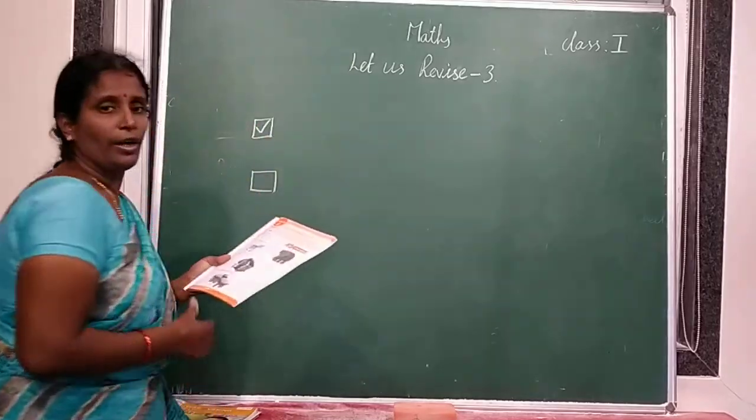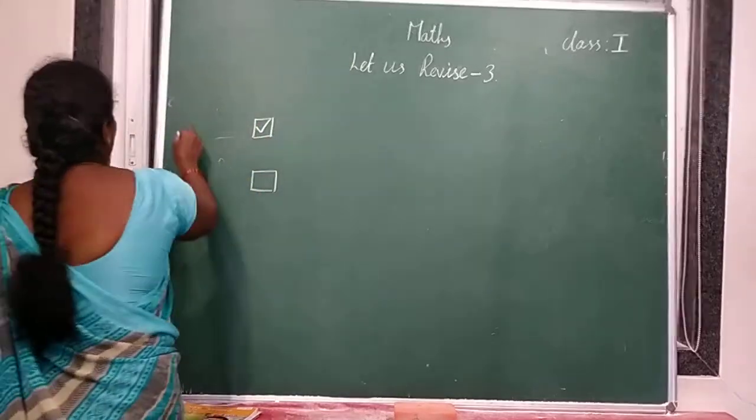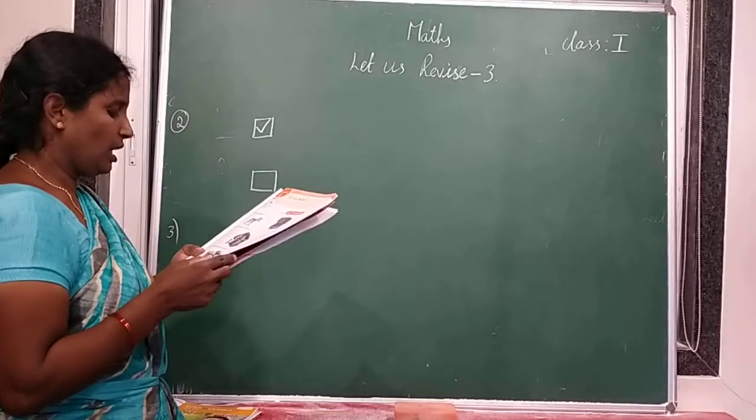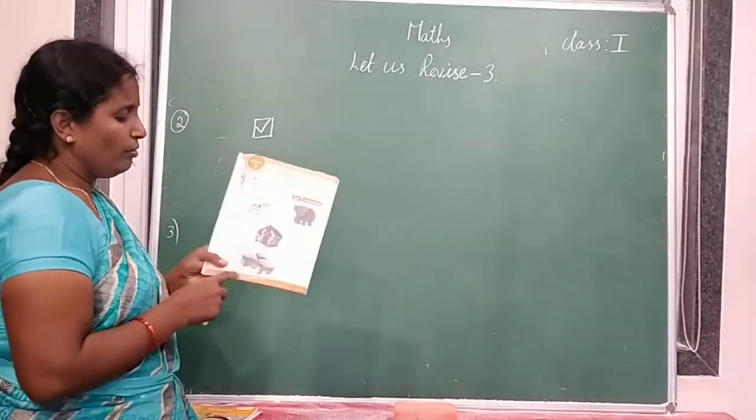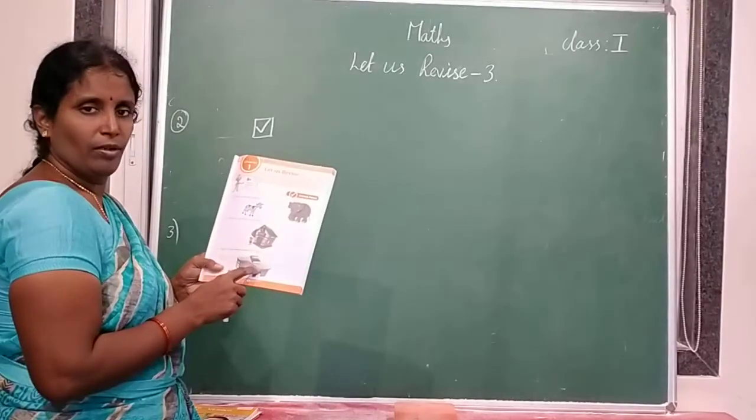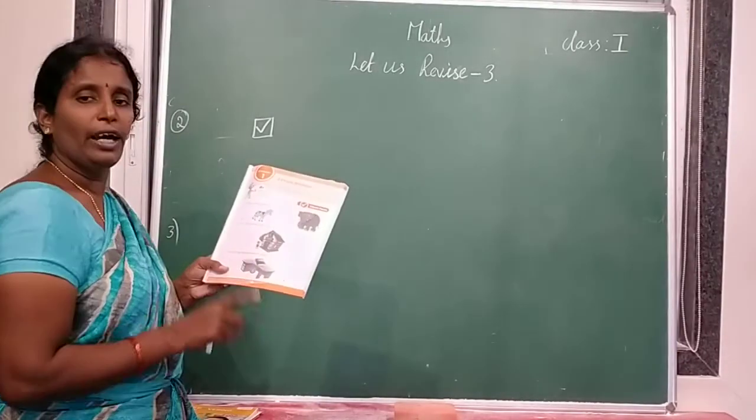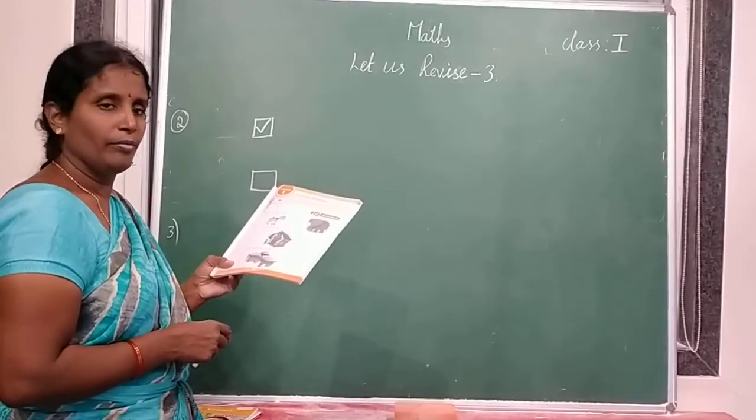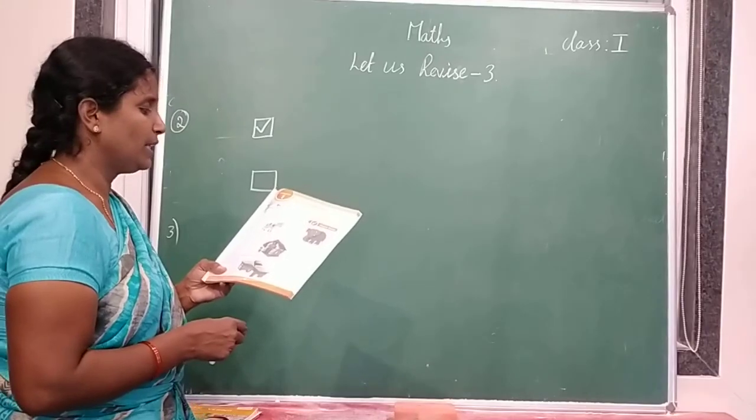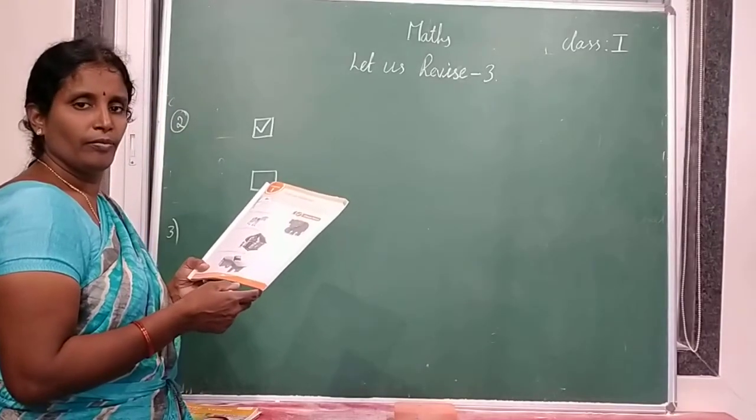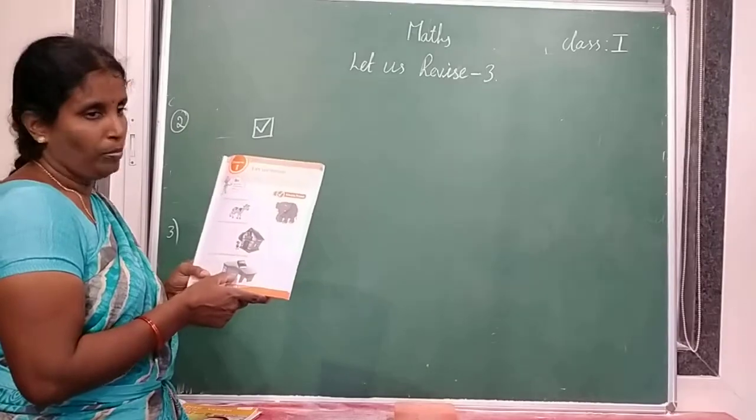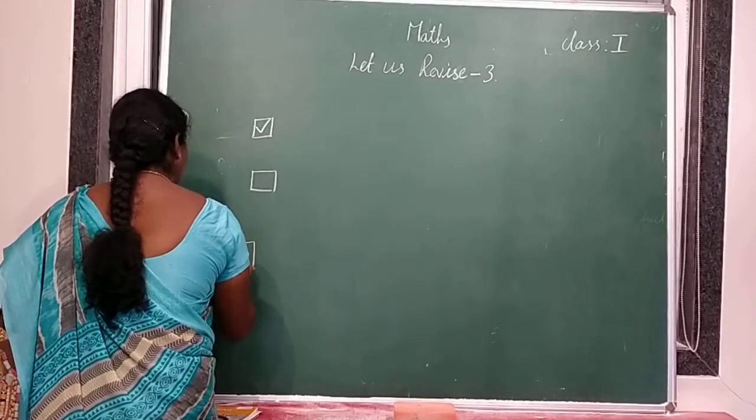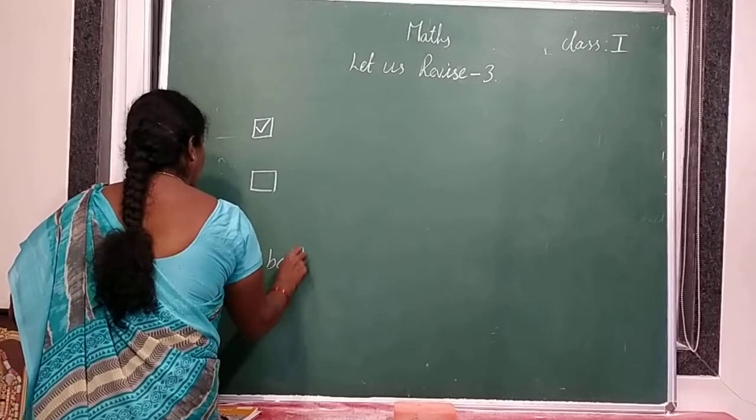So this is top. And next, the third problem. Tick the objects under the table. Here one table is there, with things on the table, above the table and under the table. So what is under the table? Ball. So put your tick for ball. Put your tick beside the ball.